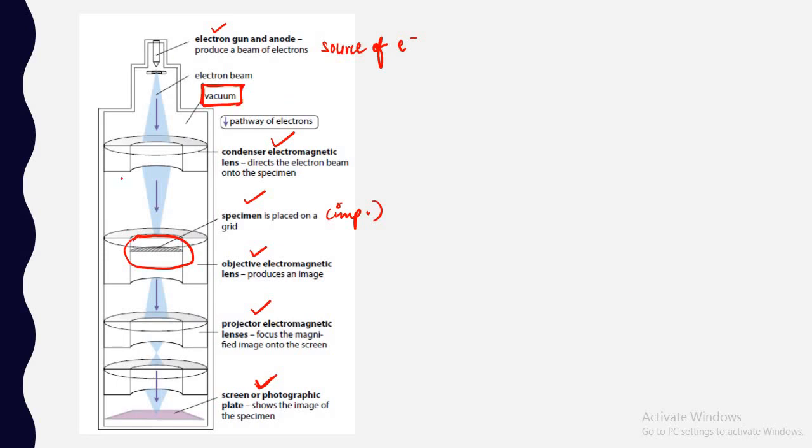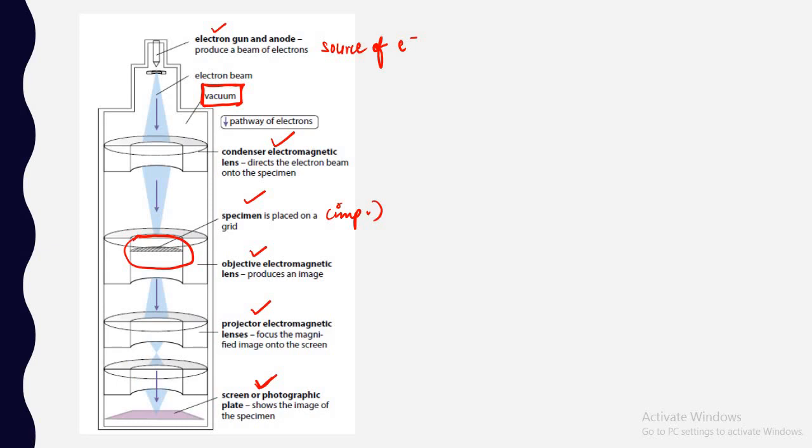Also, if you see, this whole system is placed in a vacuum. This is because when an electron beam is traveling, if there are a lot of air particles, the electrons are going to collide and scatter, and you will never get a clear image. Therefore the specimens are kept in this vacuum system so that there won't be any hindrance from the air particles.